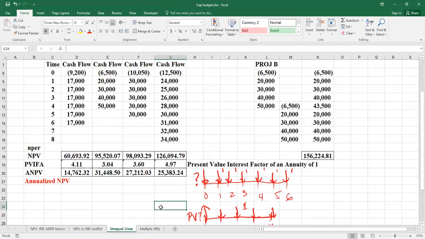Okay? So ano yung project of choice dyan, Angela? Letter B. Letter B. This one. By virtue of having the higher, higher.